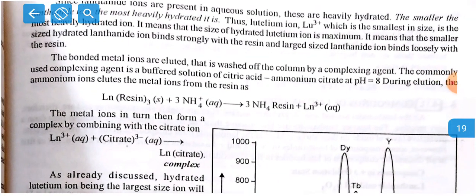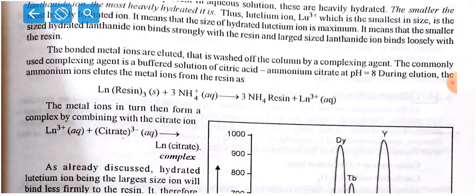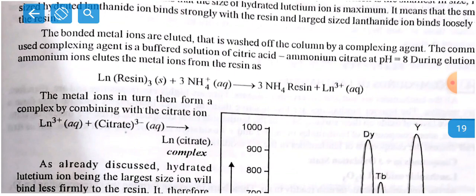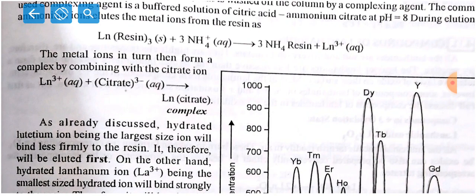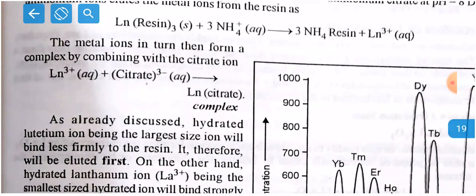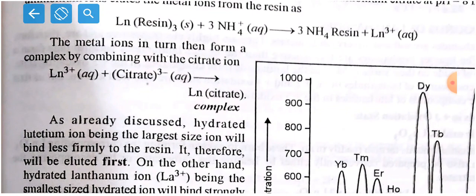The commonly used complexing agent is a buffered solution of citric acid and ammonium citrate at pH equal to 8 during elution. The ammonium ion elutes the metal ion from the resin: Ln-resin3 plus 3NH4+ gives 3NH4-resin plus Ln3+. The metal ion in turn then forms a complex by combining with the citrate ion: Ln3+ plus citrate 3- gives Ln-citrate complex.